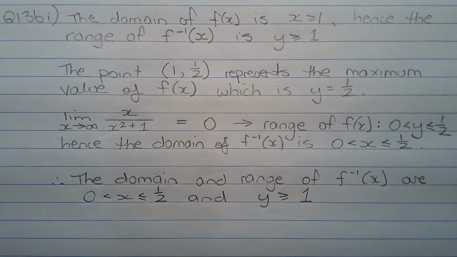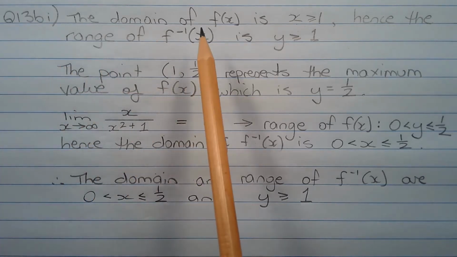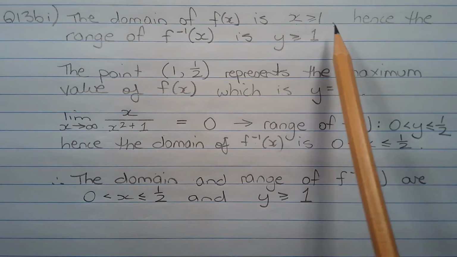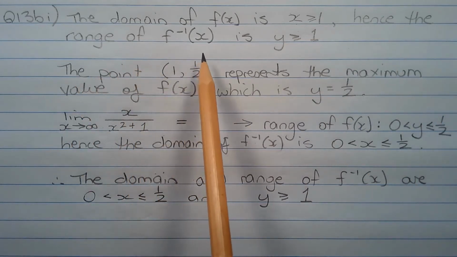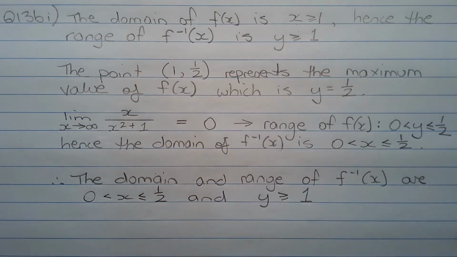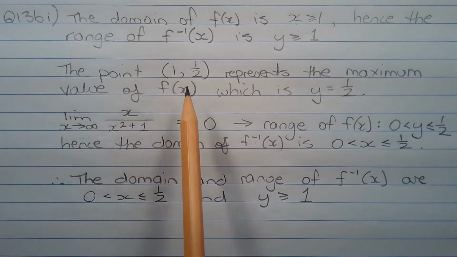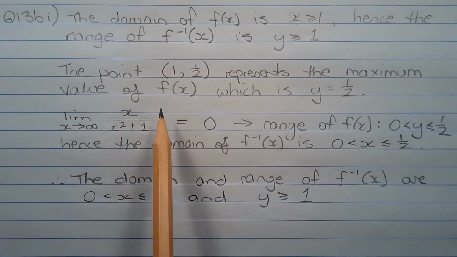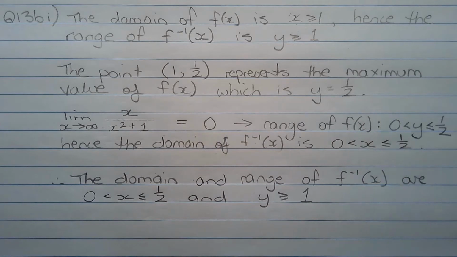The domain of f of x becomes the range of inverse f of x. Now in this case, the domain of f of x is x greater than or equal to 1. Hence the range of inverse f of x is y greater than or equal to 1. From the graph, the point (1, half) represents the maximum value of f of x, which is y equals half.